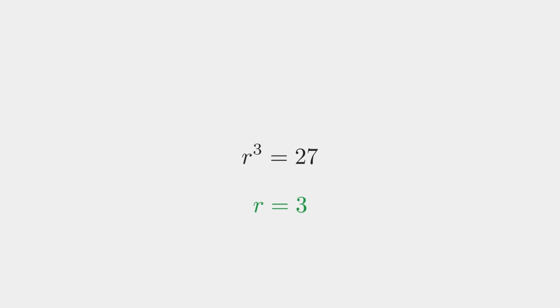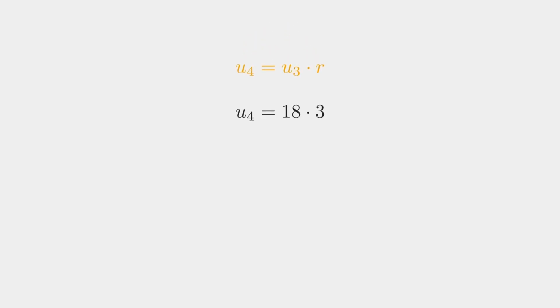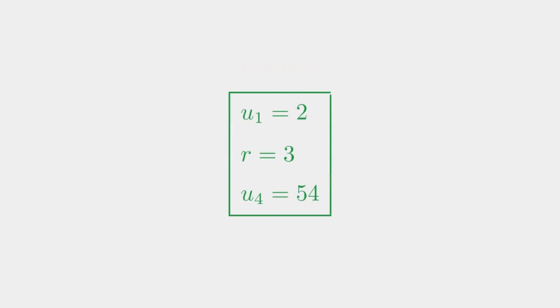Now we can find U1 by replacing R back into equation 1. Now 18 is equal to U1 times 3 squared, which is 9. Divided by 9, we find that U1 is 2. Finally, to find the fourth term, we can simply multiply the third term by the common ratio. So U4 is equal to 18 times 3, which is 54. So our answers are U1 is 2, R is 3, and U4 is 54.